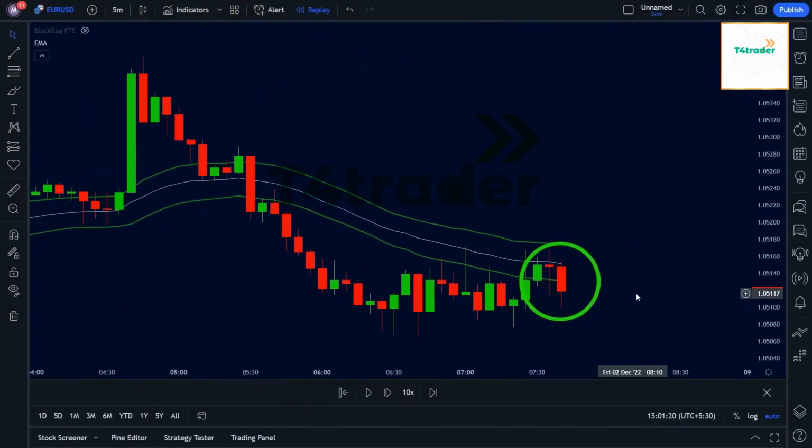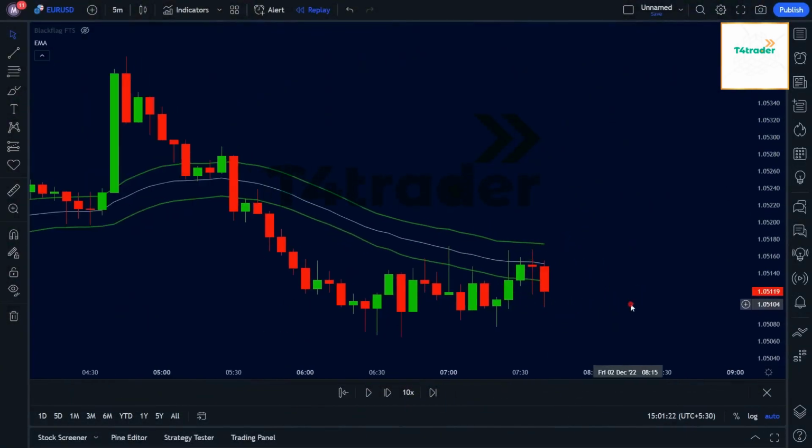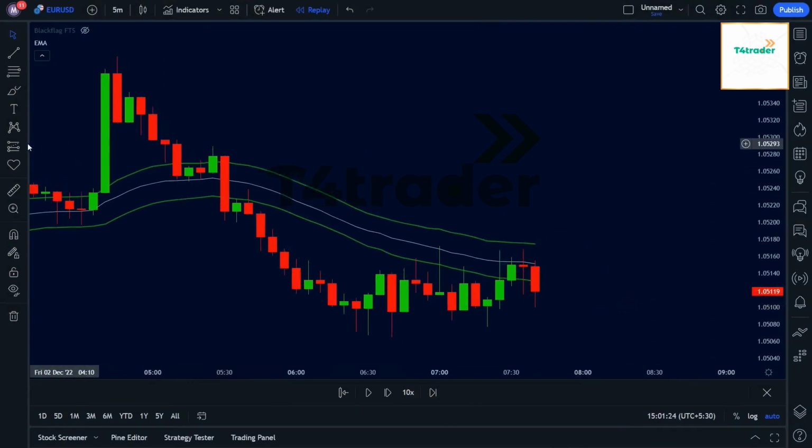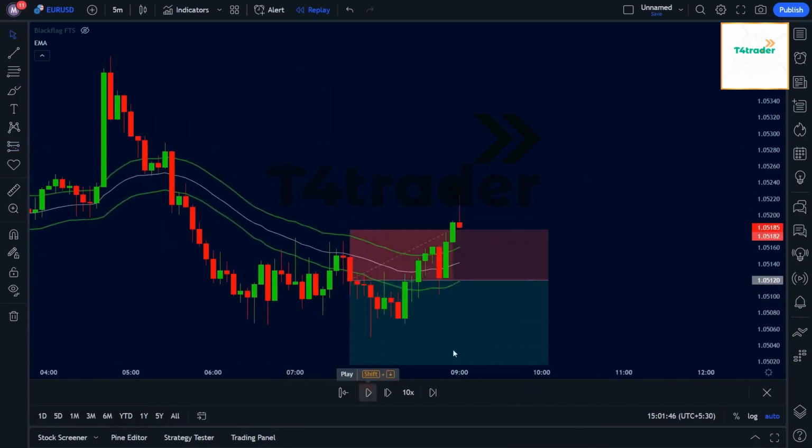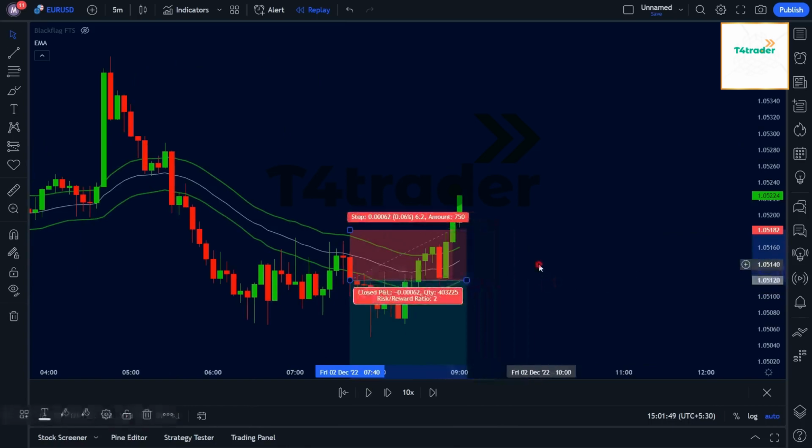Here we got a bearish or sell signal. Here the bearish candlestick pattern is created by touching the moving average. Let's execute the trade, and set the stop loss above the moving average. So we can see that our stop loss has been hit on this trade.